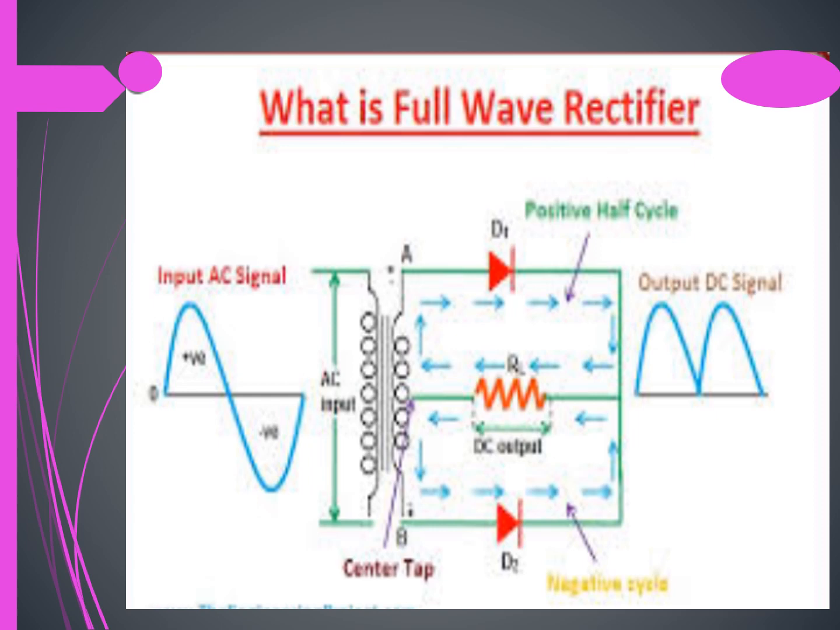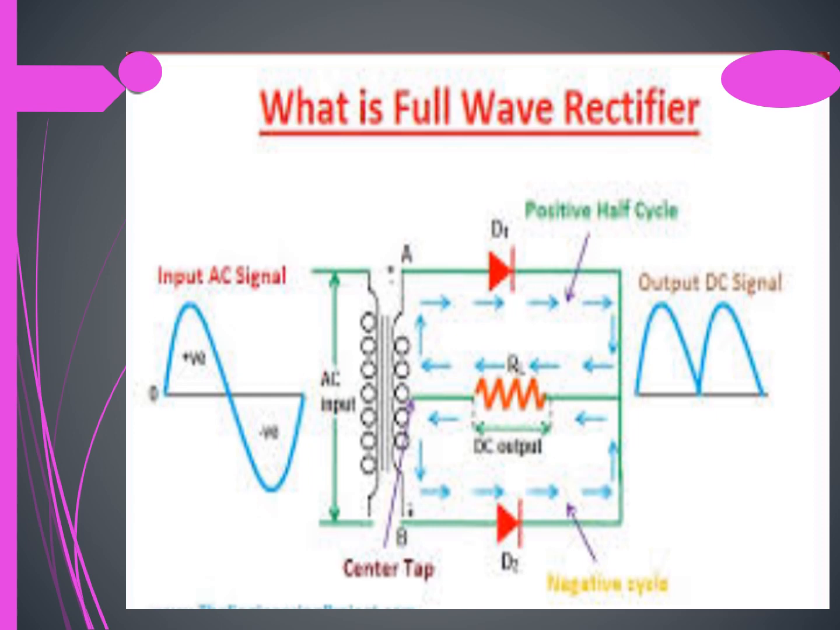So the next topic is full wave rectifier. A rectifier which rectifies both the halves of the AC input is called full wave rectifier. It also works on the same principle, that the junction diode offers a low resistance during forward bias and high resistance during reverse bias. Thereby, during forward bias, a large amount of current will flow through it, and during reverse bias, almost no current will flow through it.